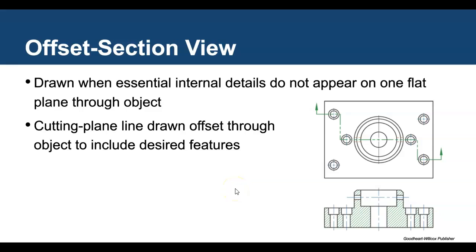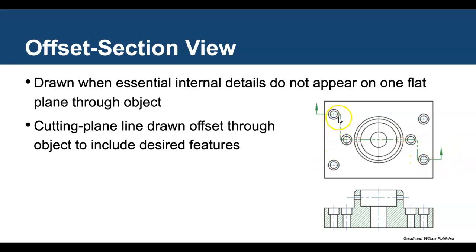The offset section view is next. Now let's take a look at the cutting plane line here. You can see the two arrowheads on the cutting plane line. Notice how the cutting plane is offset, so we aren't just going through the center. It does come through the center at a point, but it starts up here, comes back, goes across in the middle, then it sets back here as well, and then goes out.